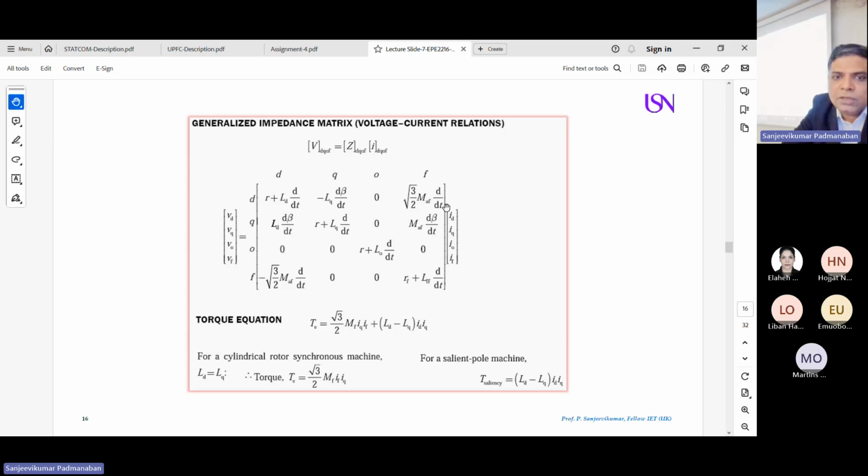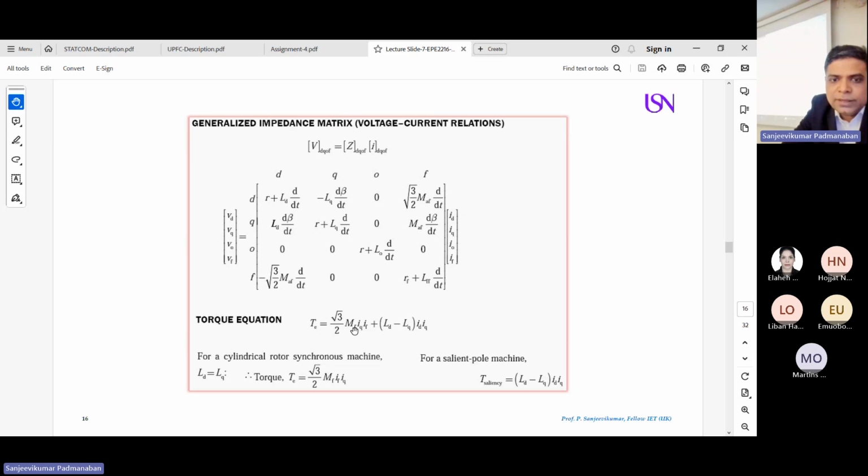So this is the complete dynamic equation of your synchronous machine to control the active, reactive, and zero sequence component and field excitation. It's clear to you? How to do the torque equation?